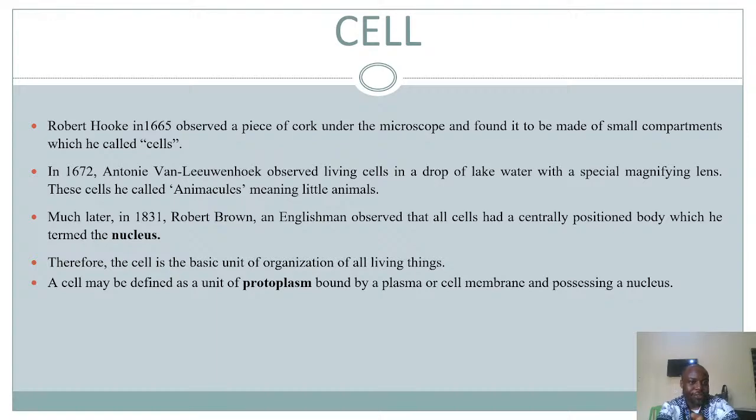Robert Hooke in 1665 was the first person who observed a piece of cork under the microscope, and he found it to be made of small compartments which he called cells. In the course of observation of a piece of oak under the microscope, he saw a small compartment, and that compartment he referred to as cell. That was the first use of the word cell. In 1672, Anthony van Leeuwenhoek observed living cells in a drop of lake water with a special magnifying glass. These cells he called animalcules, meaning little animals.